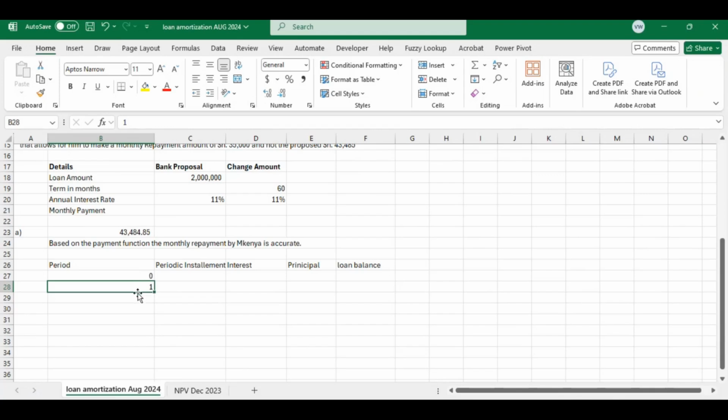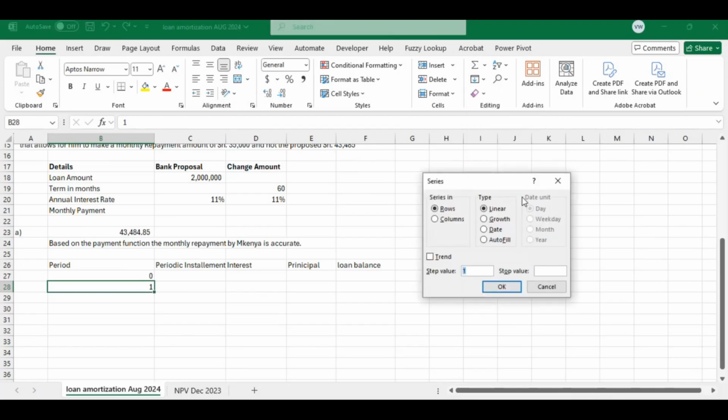So I click on where we have 1, then I go to editing, and under editing I go to series. I'm filling the series in the column, so I'll switch to column. Column is the one moving from up to down. The data type is linear. I want a step value of 1 so that I move from 1, 2, 3, 4 all the way. And I want it to stop at 60, so the stop value is 60.